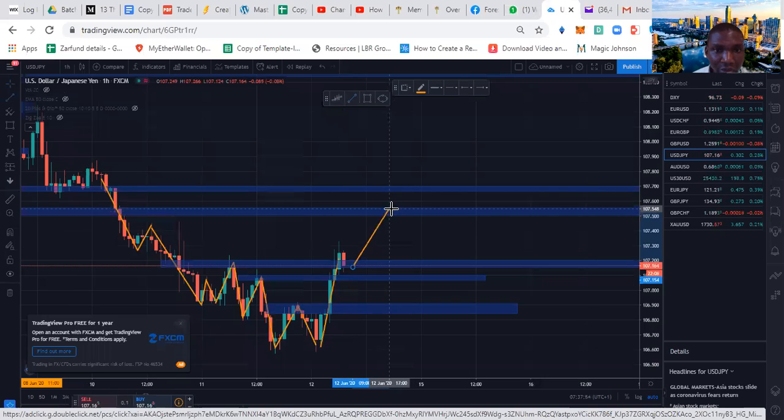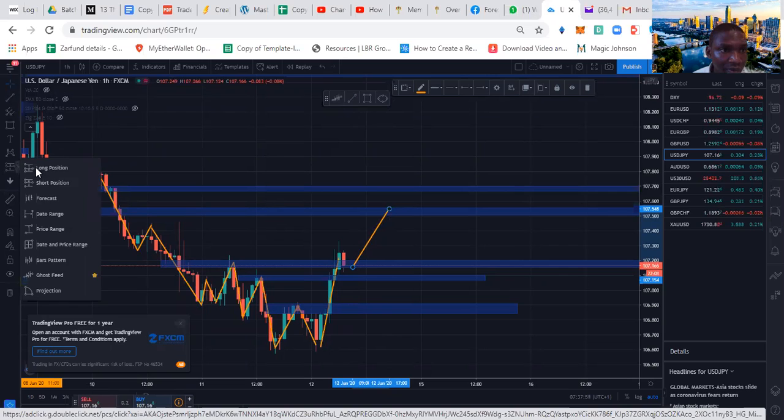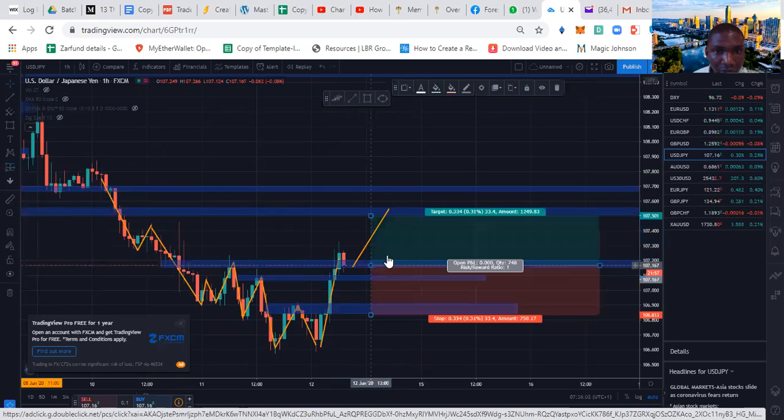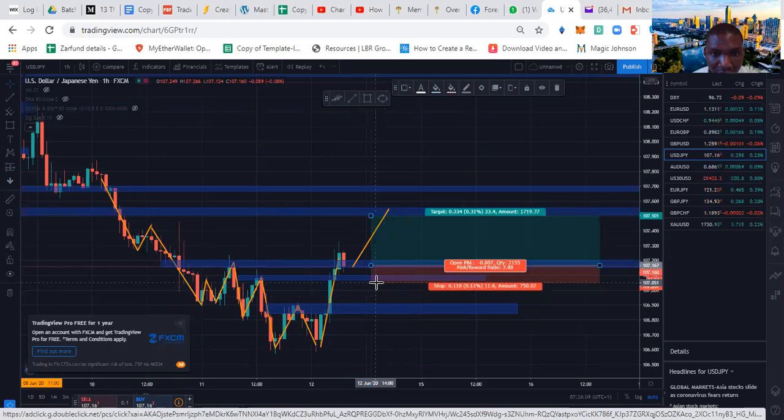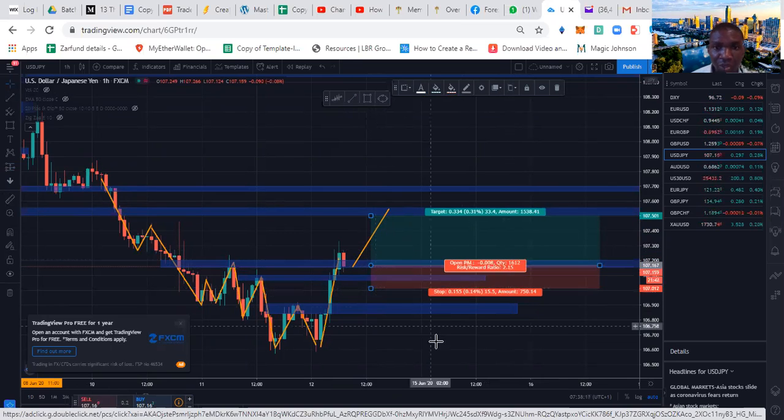So my buy up to this zone, for how many pips? Okay. So we can take that for 30 pips, and then we'll have a stop loss at 15 pips. So we can take this for a buy right now.